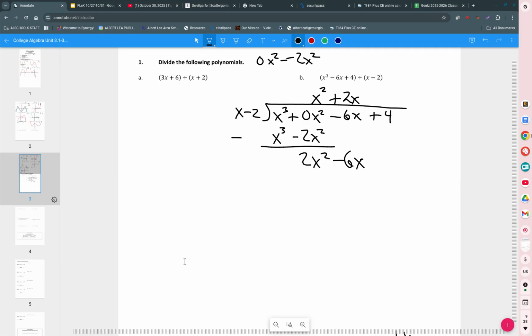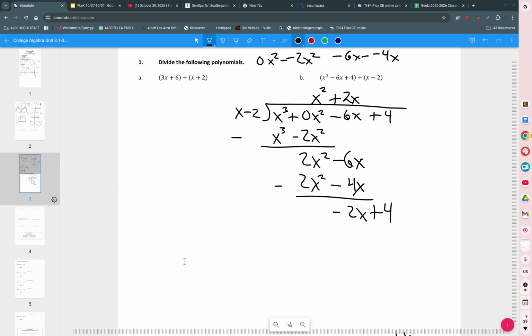I go ahead and I take that 2x and I multiply it through. 2x times x is 2x squared, that's what we thought it would be, and 2x times negative 2 is negative 4x. Now I have to subtract. The 2x squared minus 2x squared is 0, and then I have negative 6x minus negative 4x. What's that going to give me? A negative 2x. Plus 4.